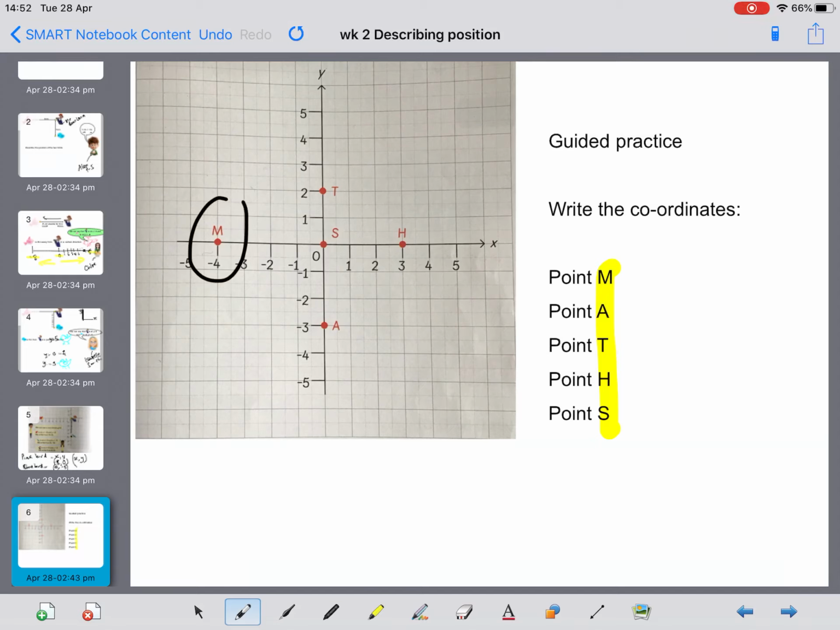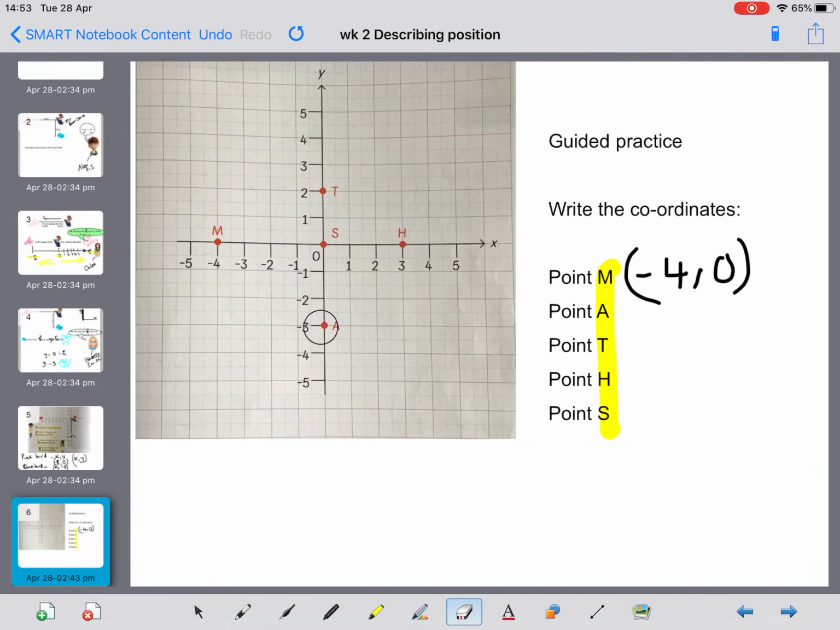Okay, so if we look at M, if we first of all do the x coordinate, that's how far it is across. So we can see that the x coordinate is -4. X comes before y. And then on the y coordinate, well, it's not up and it's not down, it's just on the 0, isn't it? So it's -4, 0.